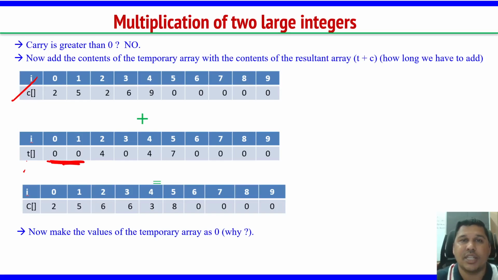As and when the i value is increasing, I am leaving these values here. So once I add, I get this new c. Now again, once I get the c value, make t to 0 again. Make the t array 0 again, the temporary array. Why? Because we are storing the result in a temporary array, and I want to erase all those values always.